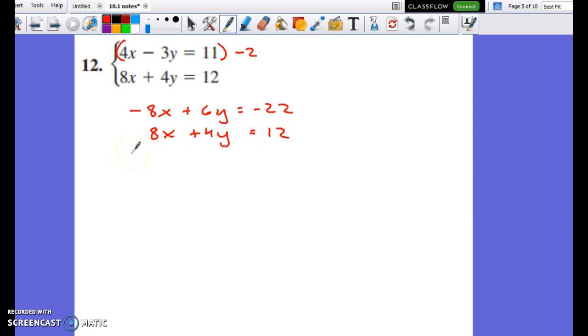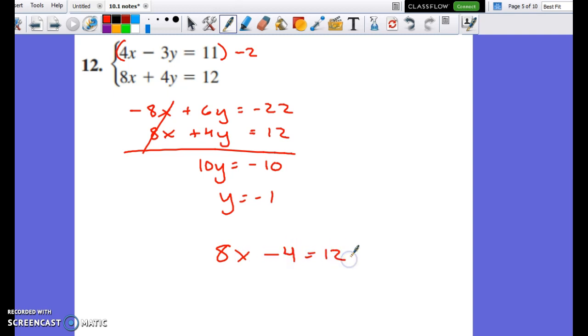Once you have done that and you have some inverses, all you have to do is add your two lines together. This is going to cancel out. This gives me 10y, and this gives me -10, which means y is -1. Once you have x or y, you take it and you plug it back in again. Into which one, you say? It doesn't matter. So I'm going to do 8x minus 4 equals 12. Add that over. So x will be 2. So here's my answer. Okay?